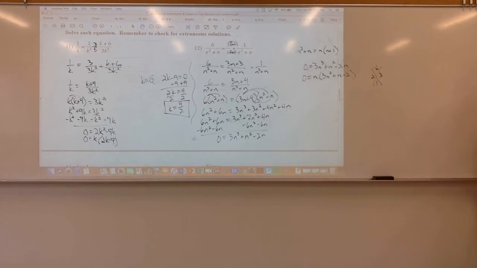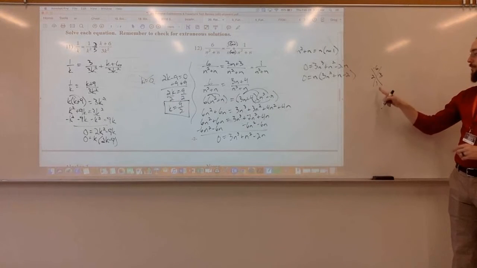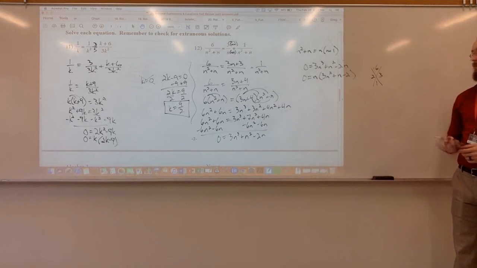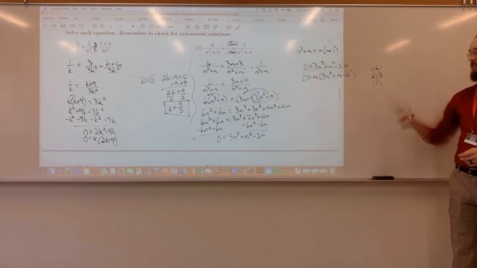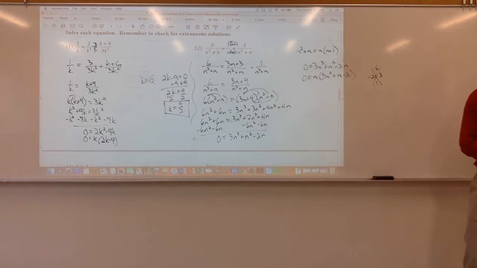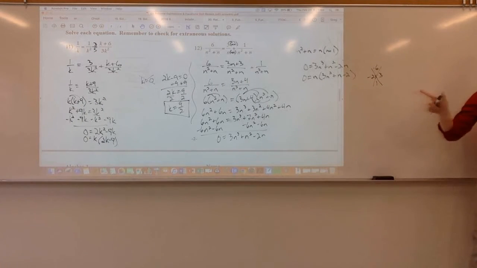Not quite. One of them's going to have to be negative. Which one would have to be negative to add to positive 1? 2 plus negative 3 is negative 1. So the 2 will have to be negative.